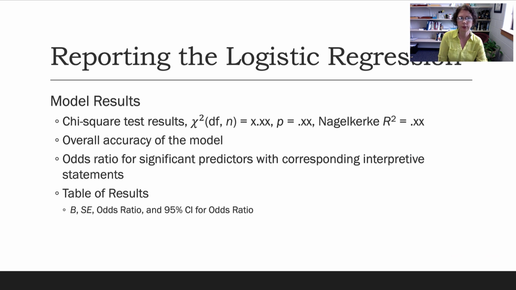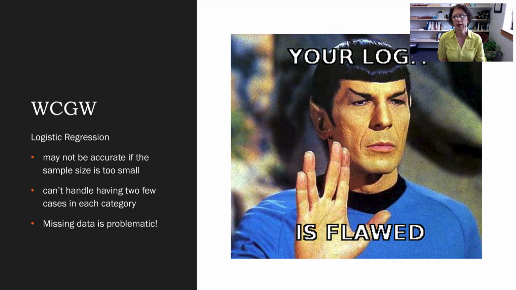Now, logistic regression can be tricky. It might not be accurate if the sample size is too small. It can't handle having too few cases in any of the categorical levels. So it's got to have enough male, enough female. It's got to have enough people reporting a sleep problem and people not reporting a sleep problem, things like that.